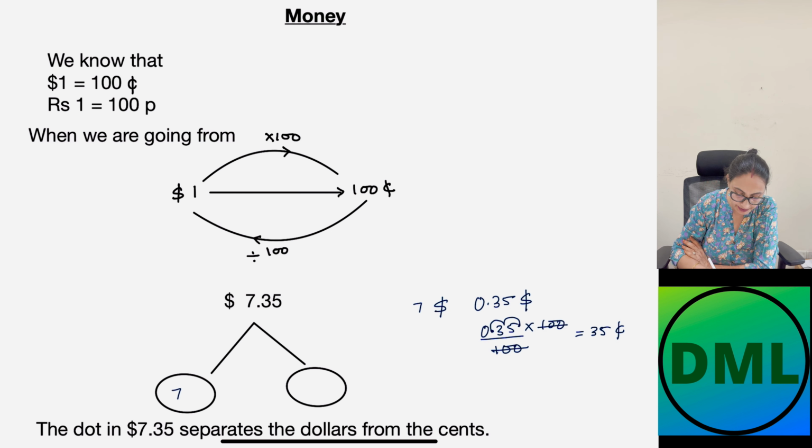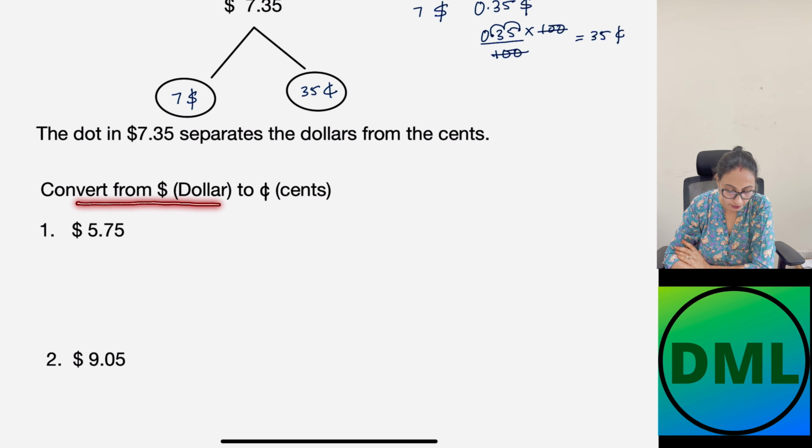My answer will be $7.35. The dot in $7.35 separates the dollar from the cents. That means from the decimal point, you can separate it. This will be considered as cents. So you can directly write down the answer as $7.35.